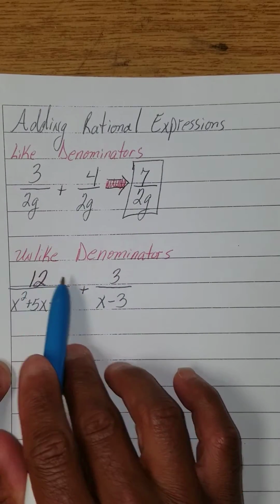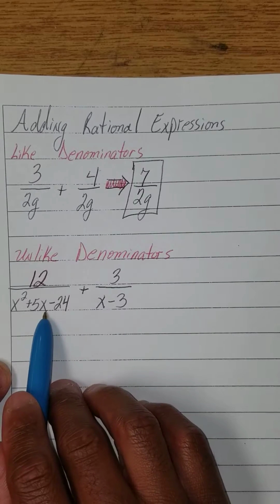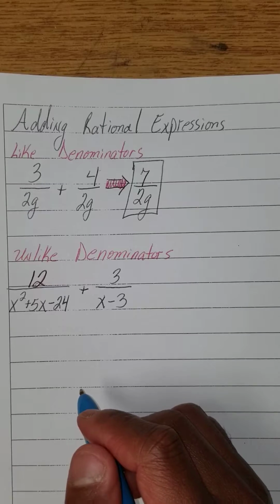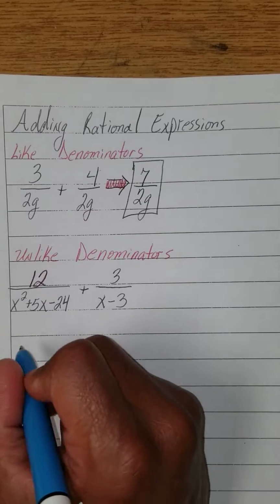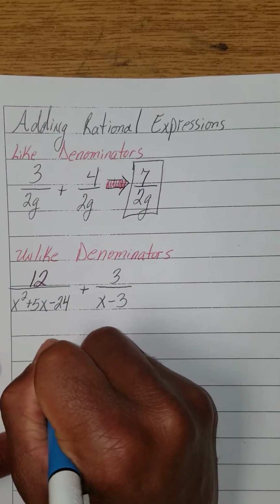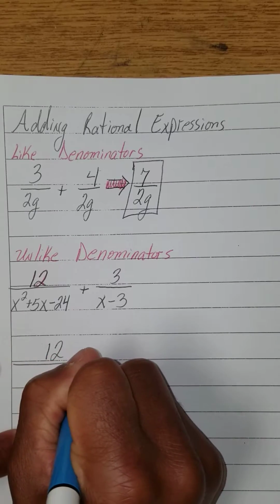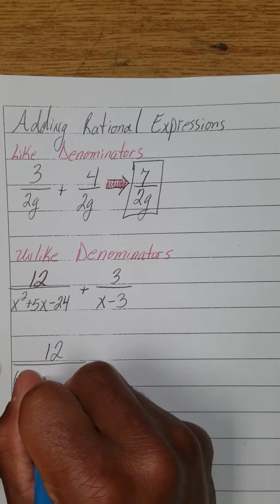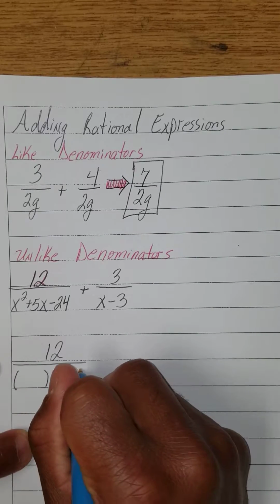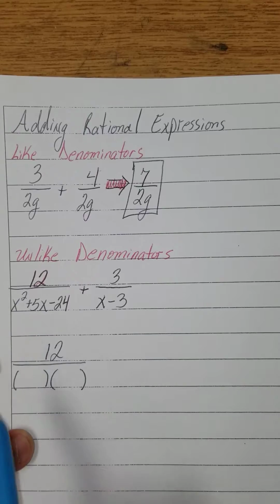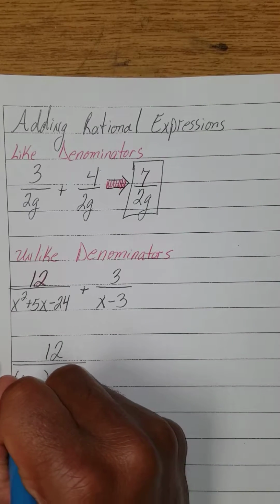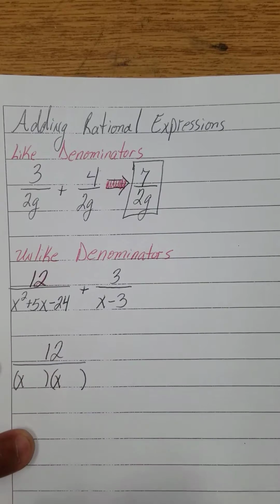There's nothing to factor in either numerator, or in the denominator on the right. However, in this denominator, I can factor this out. I'm going to have over here 12 over, because this is a standard trinomial, I'm going to open up two sets of parentheses, and when I say standard, I mean the coefficient of x squared is 1. So that being the case, I can open up two sets of parentheses because it's factorable and put an x in each set of parentheses.